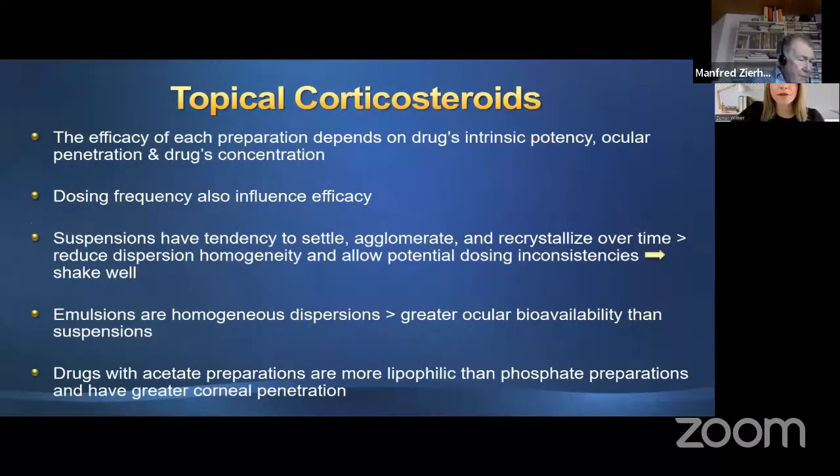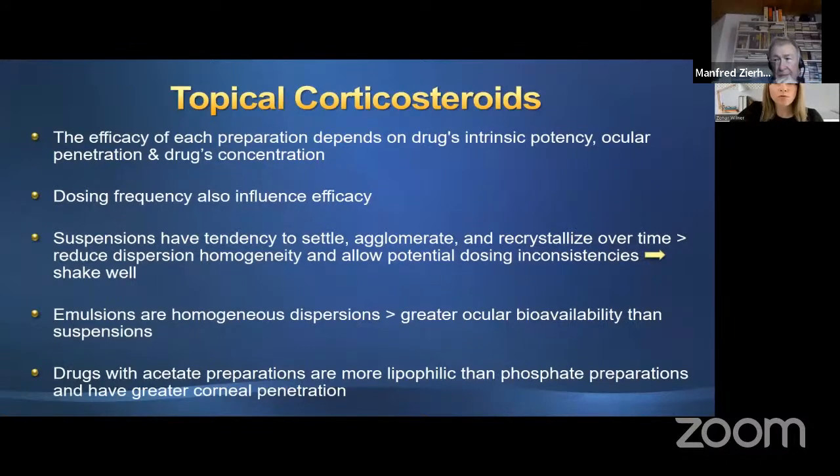Important to note that the efficacy of each preparation depends on the drug's potency, the ocular penetration of the drug, and the drug's concentration. In addition, dosing frequency also affects the efficacy. Suspensions have a tendency to settle down, agglomerate and recrystallize over time, and reduce dispersion homogeneity and allow potential dosing inconsistencies. So we need to ask our patients to shake suspensions well before applying them into the eye.